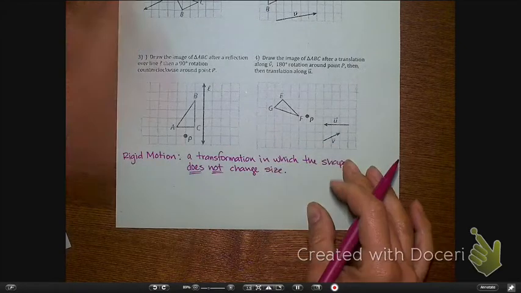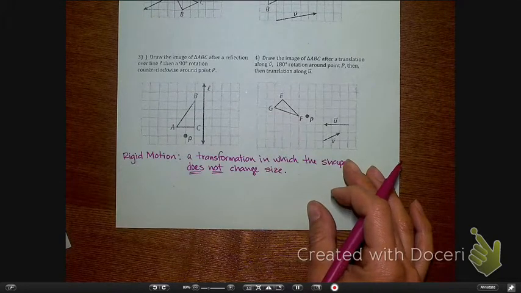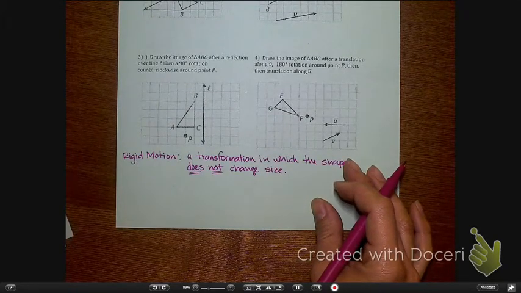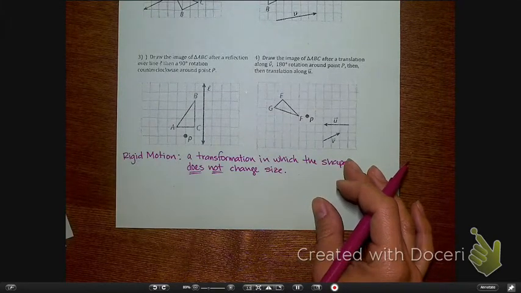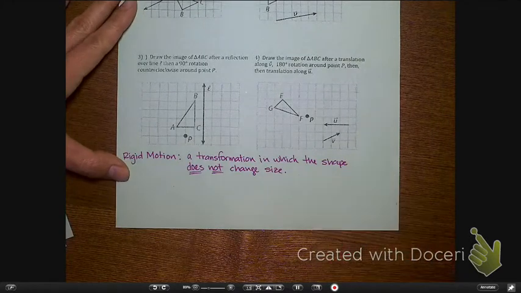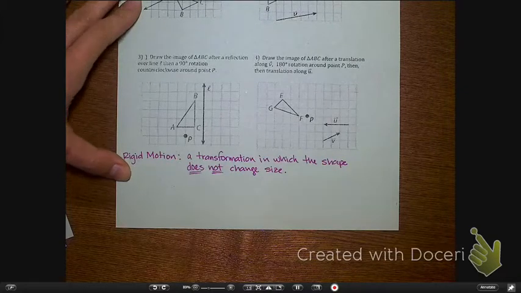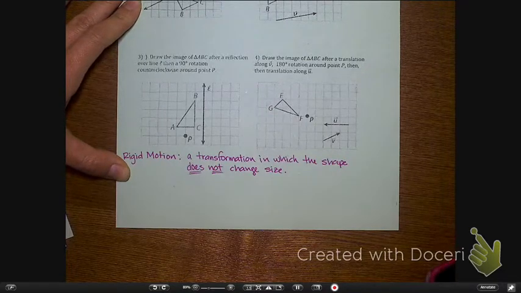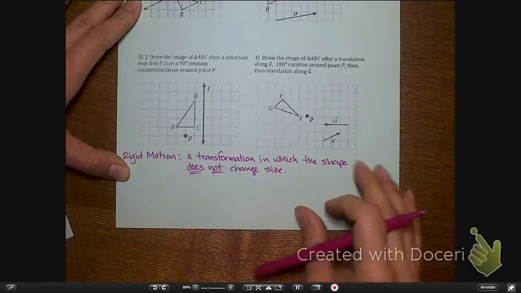Okay, if you think about the word rigid, like if your teacher is rigid, they're probably strict, right? They're not probably willing to change or bend the rules, right? So rigid when it comes to the math definition for transformations means that the shape is not changing, okay? Its size isn't changing, okay?